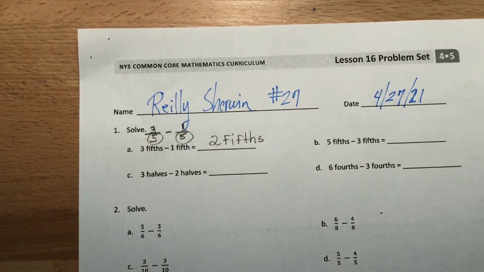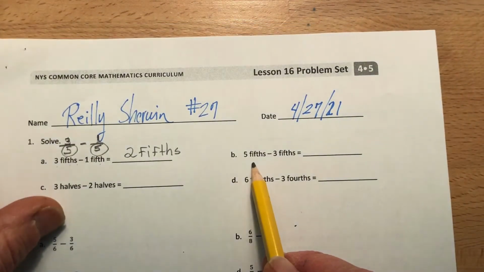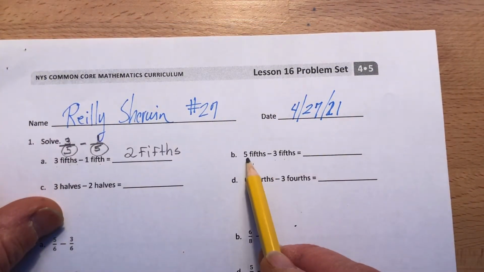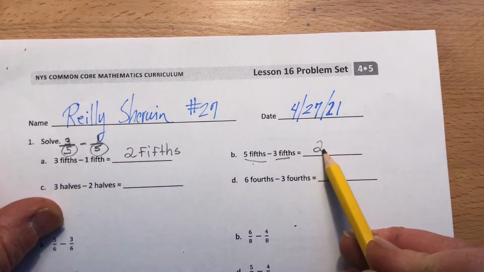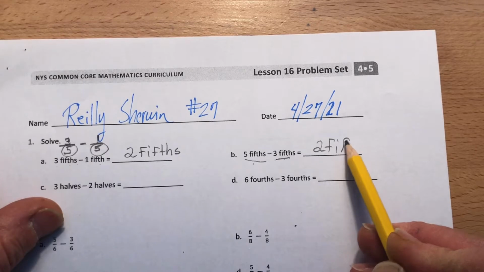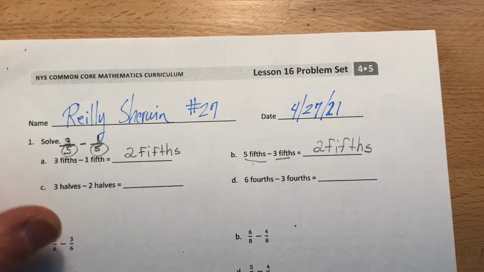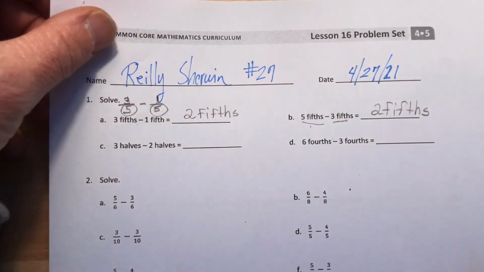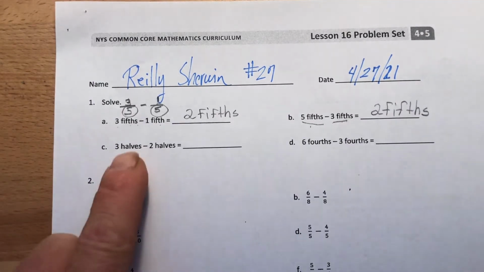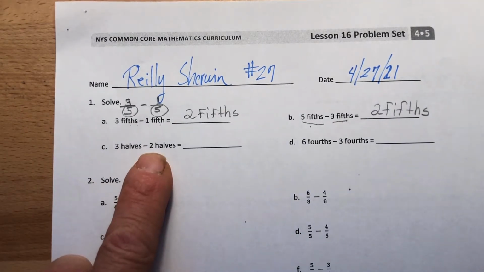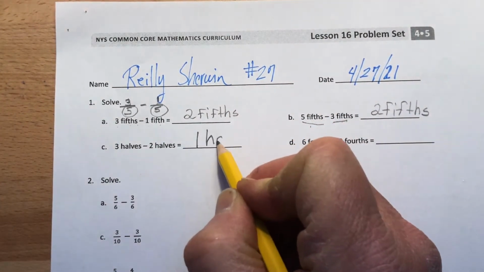Just like that. Same thing over here. 5/5 minus 3/5, right? So if I have 5 of something and I take 3 of them away, I have 2/5 left. That makes sense? Hopefully you're starting to get that a little bit. How about here? 3/2 minus 2/2. Well, if I have 3 of something and I take 2 of them away, I end up with 1/2.